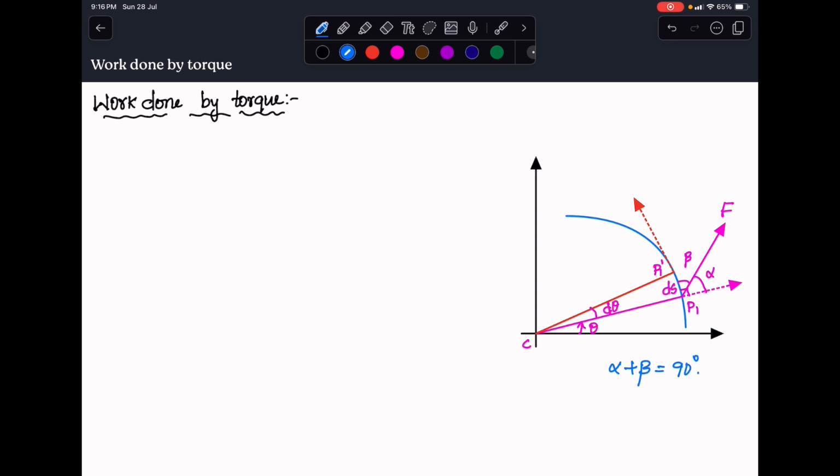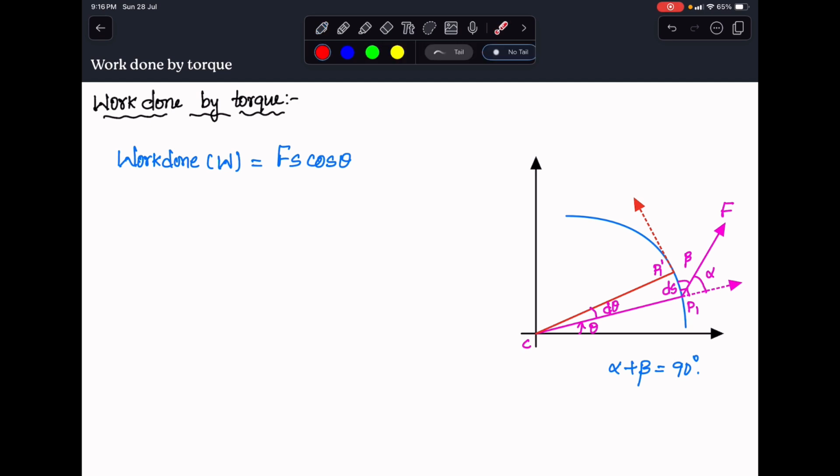Now, work done by torque. We are going to derive the expression for work done. So what is work done? We might have learned in previous classes that the basic formula for work done is W equals F S cos theta. What is F? Force applied on the object. S is the displacement of the object due to the force applied. And theta is the angle between the force applied on the object and the displacement carried by the object or the particle.